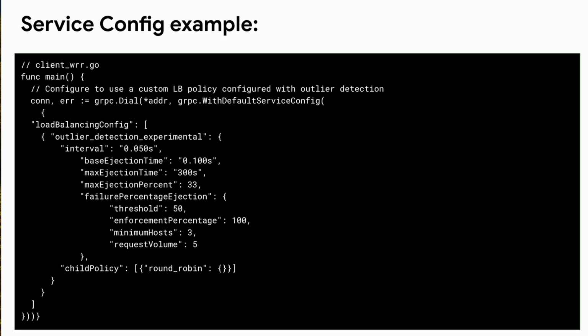This is a concrete example of what the configuration looks like. In this example, we're configuring it through the service config on a channel itself. And you can see within this configuration, the failure percentage ejection algorithm that I mentioned earlier is the one configured, and the child policy is round robin.